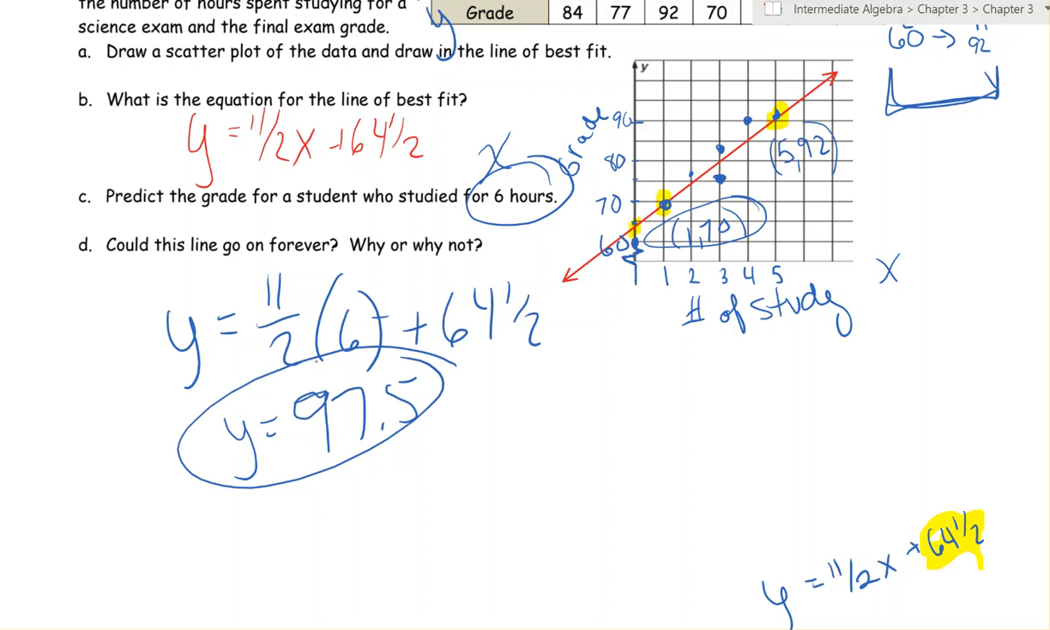97.5. And we want to check that with a graph. So if I had 6 hours here, and that point goes there, is that approximately what we have? And it does, so that checks out for C.